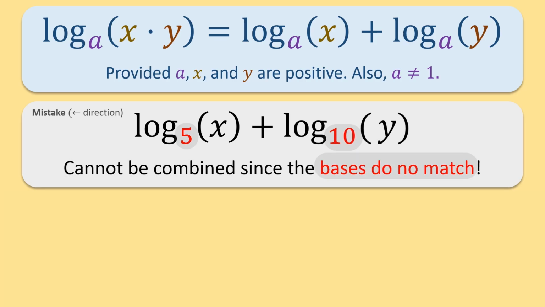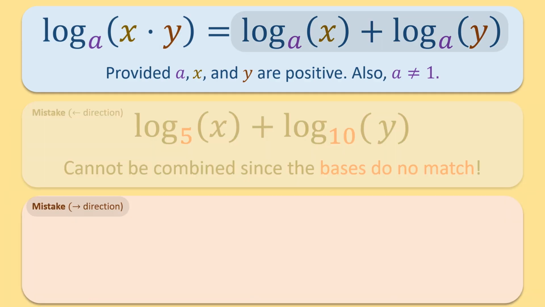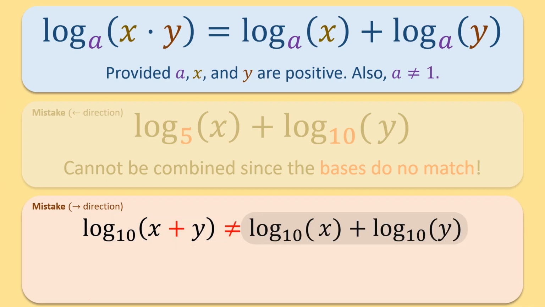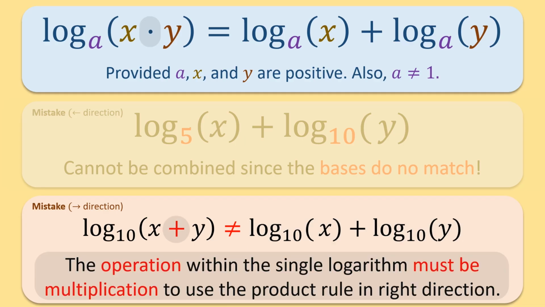A common issue when going from the left side to the right side is the operation within the single logarithm. For instance, log base 10 of x plus y is not equal to log base 10 of x plus log base 10 of y. The operation between your two terms must be multiplication within your single logarithm. That's why this is called the product rule for logarithms.